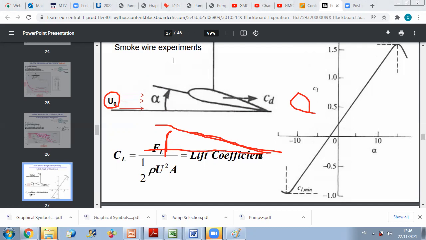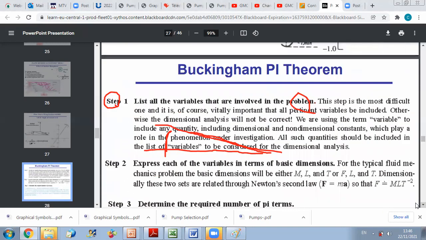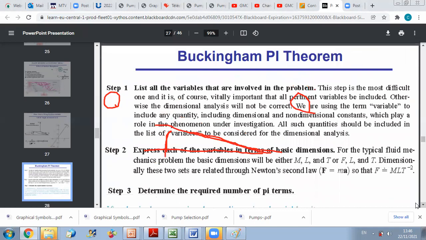Okay, and this will help me in the design of my airplane, because it will allow me to select the optimum value of alpha to optimize lift, because lift will help my airplane in moving. Okay, now, this was just an introduction to tell you the importance of dimensionless parameters and how we can use them in real life applications.